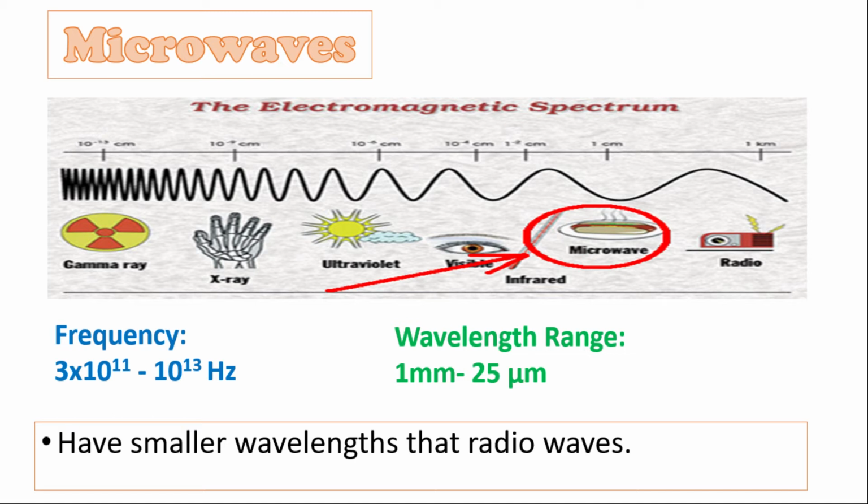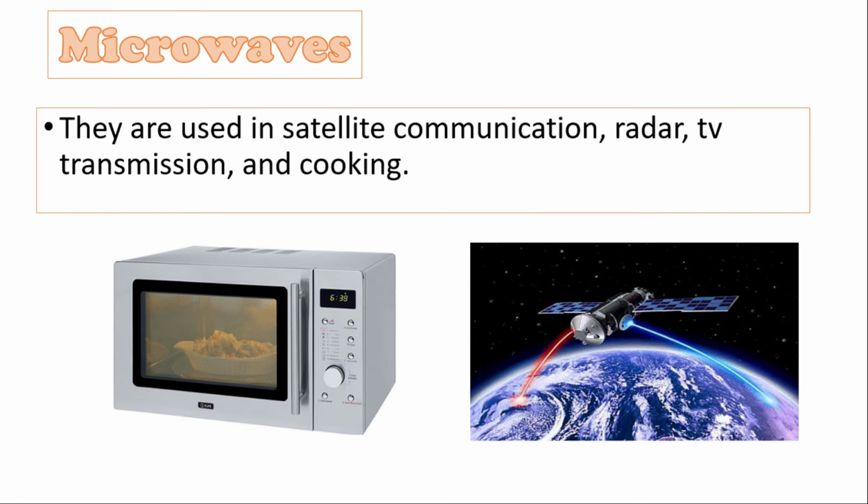Next, we have microwaves. They have smaller wavelengths compared to radio waves. They are used in satellite communication, radar, TV transmission, and even in cooking.